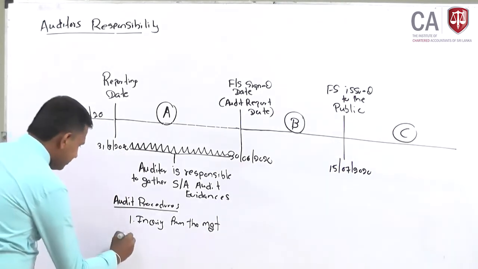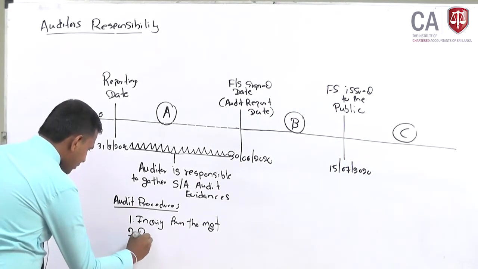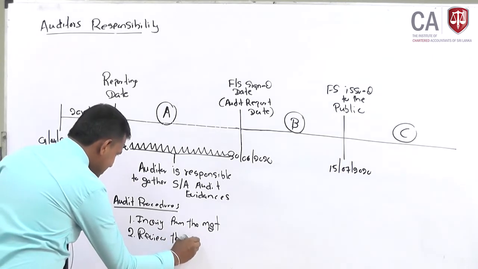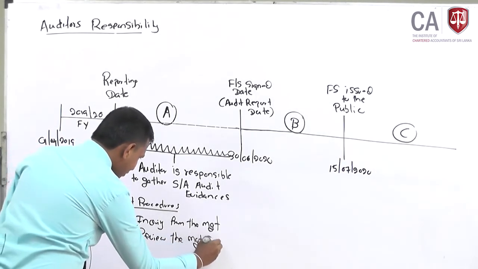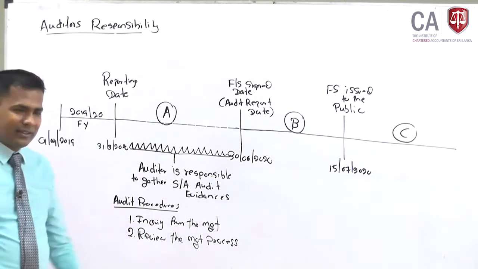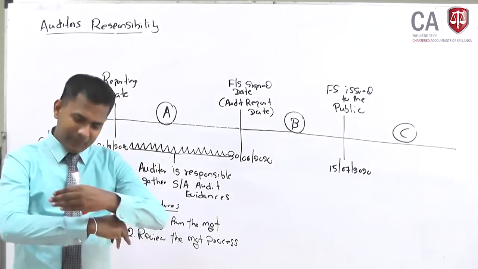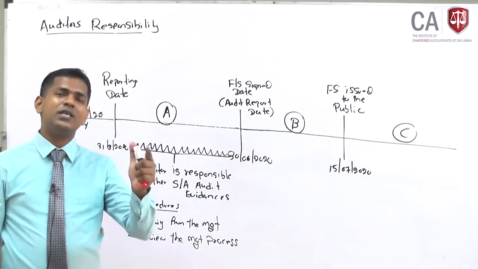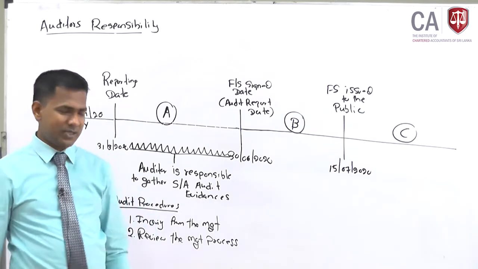Number 2, review the management process. So that means just try to understand what the methodology, what the mechanism, what the process is that the management has implemented in identifying the subsequent events. That is the second procedure.